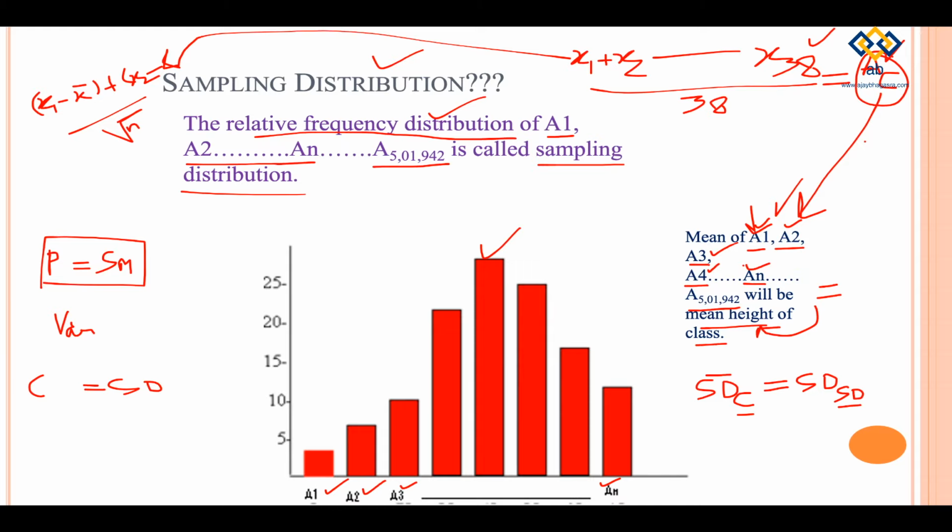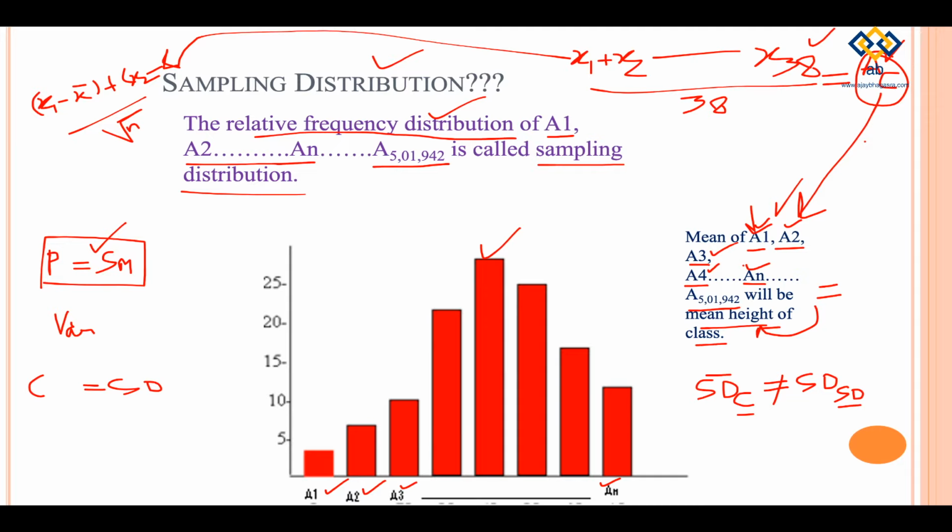Means are equal. We have looked at that the means are equal. Mean of the population, which is class, is equal to the mean of sampling distribution. But will it be true for variation also, which is the standard deviation also? The answer is no. It is not equal, right? It would require a little stat knowledge to understand this and to make sense of this.